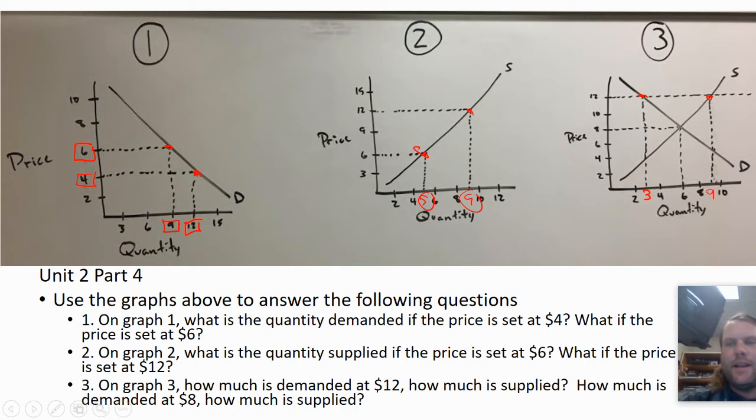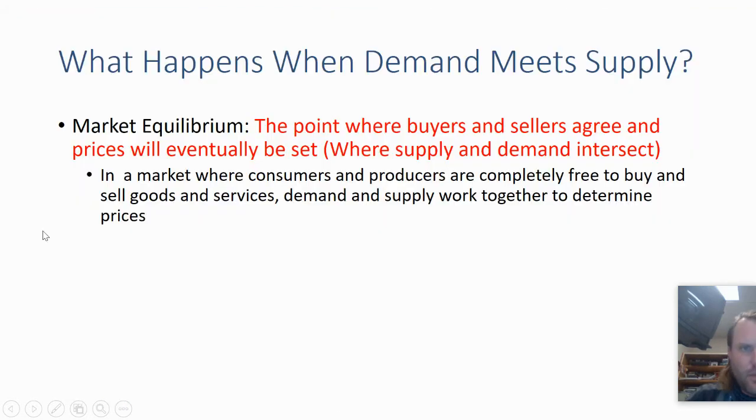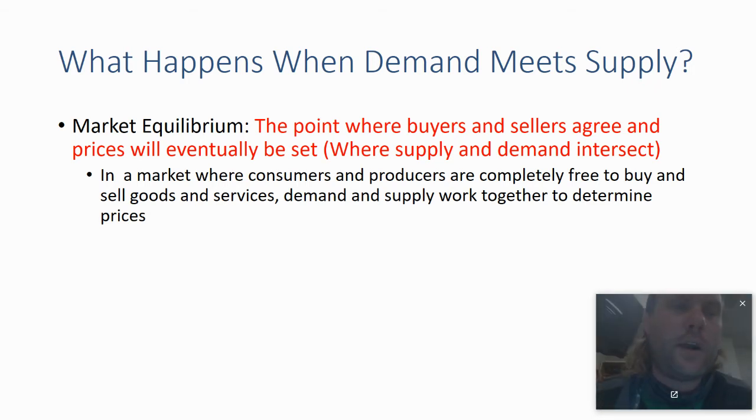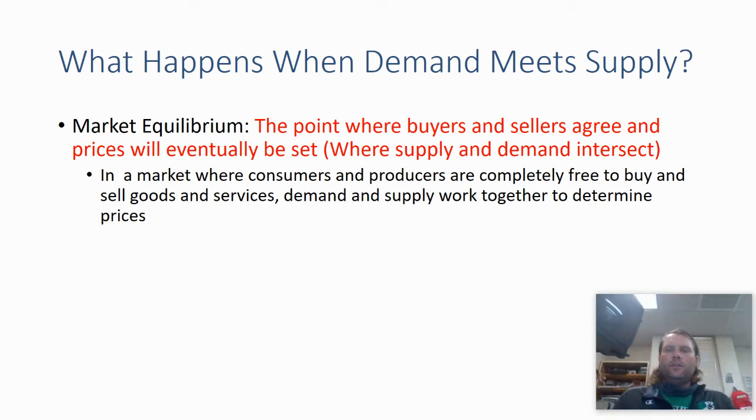And then it asks us at 8, how much is demanded and supplied? We've got that perfect point, which is what we're going to eventually get into today. We're going to call that point equilibrium. Go ahead and give yourself a chance to write this definition down. In layman's terms, it's where supply and demand intersect each other. Eventually we could use the book term and say this is the point where buyers and sellers agree and prices are set. We'll talk about how that occurs as we move forward.